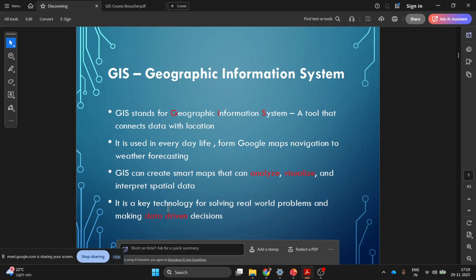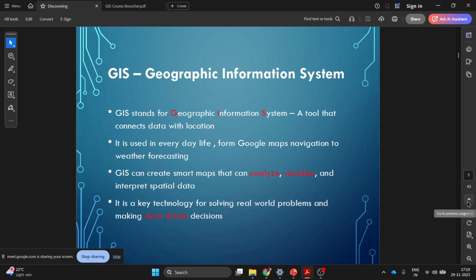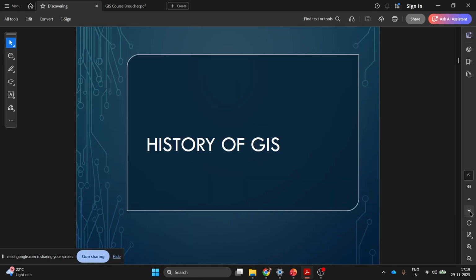So let me proceed. It is a key technology for solving real world problems and making data driven decisions. So, getting into the history of GIS, let us look at some history of how GIS has evolved to understand how GIS works.